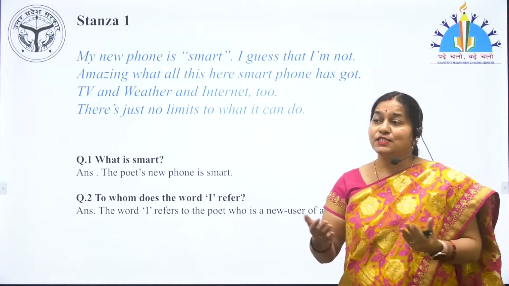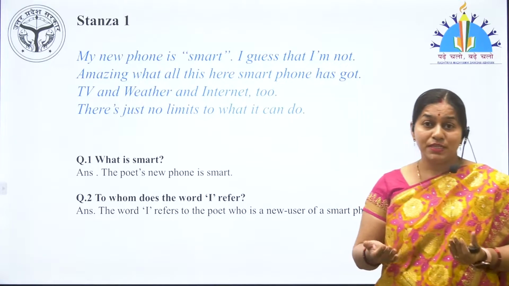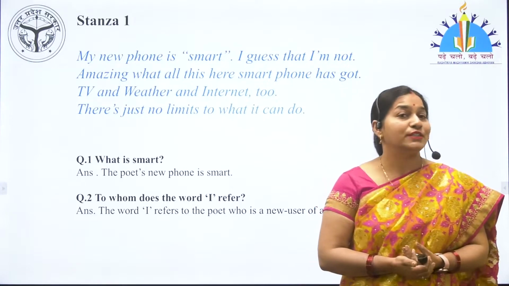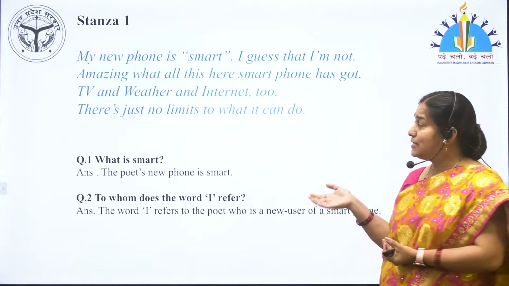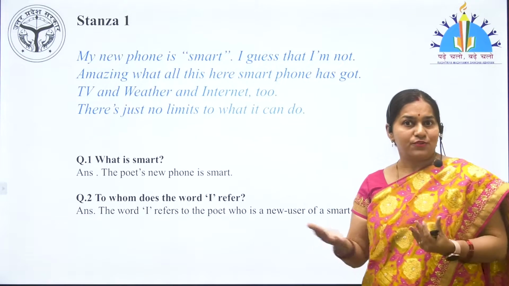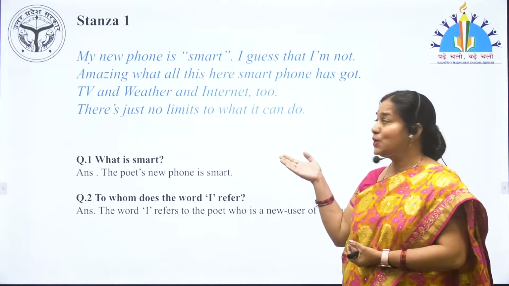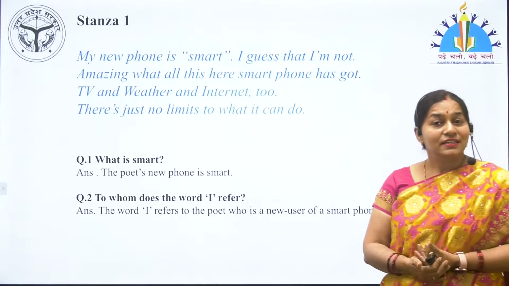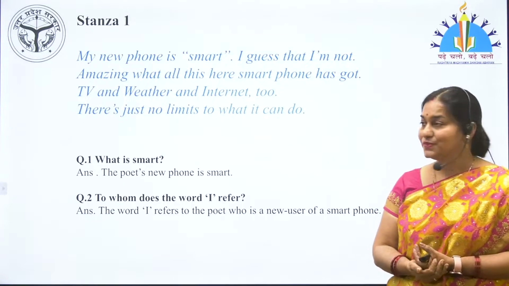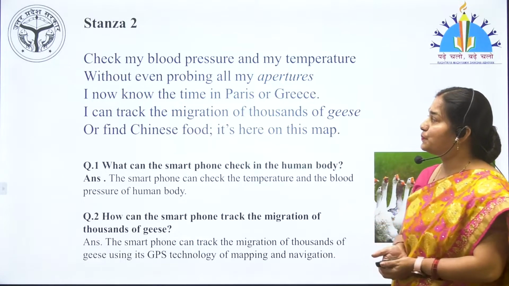He says that his new phone can do many things, like you can see TV programs on your smartphone. Your smartphone can tell you the weather forecast. And apart from all these things, if your phone is well connected to a good internet, you can surf various websites too. So there is just no limits to what it can do. There are unlimited advantages of a smartphone. So this is your stanza number 1. Let's move on to stanza number 2.